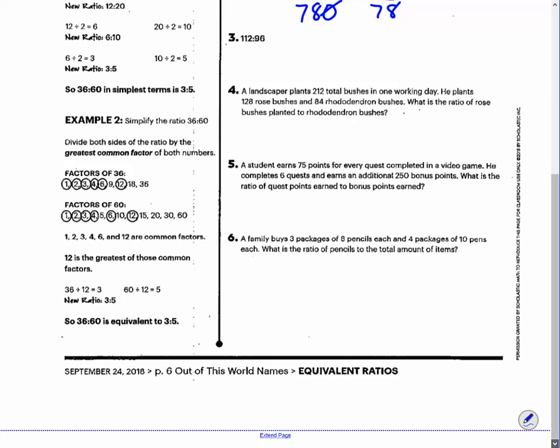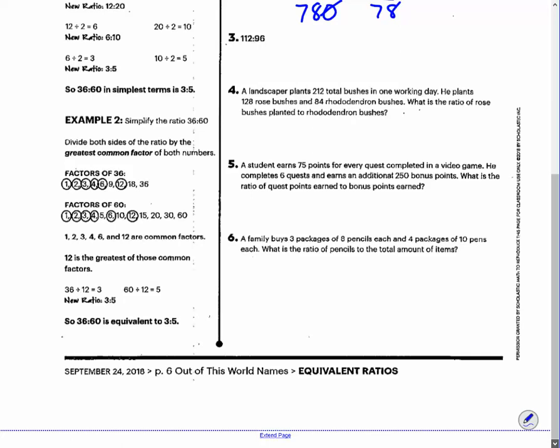Well, you may not know what a rhododendron is, but it doesn't matter. It could say thingamabobs, who's its and what's its. It does not matter. They've given you that ratio, but you're going to need to simplify that. Same with number 5. You've got some info there, and there may be some problem solving that goes with it.